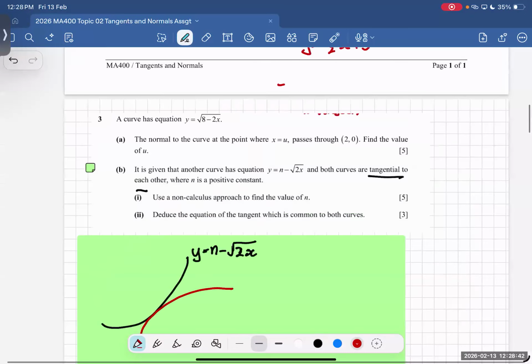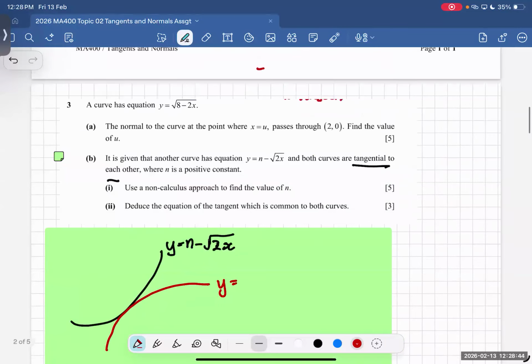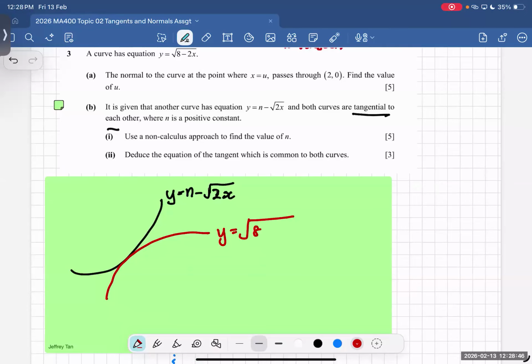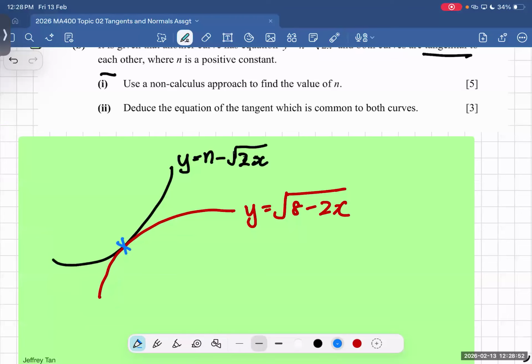Here, y equals to 8 square root 8 minus 2x. Okay, this is the curve. Yeah, this is the point. What is the point of intersection? So, I cannot solve that.